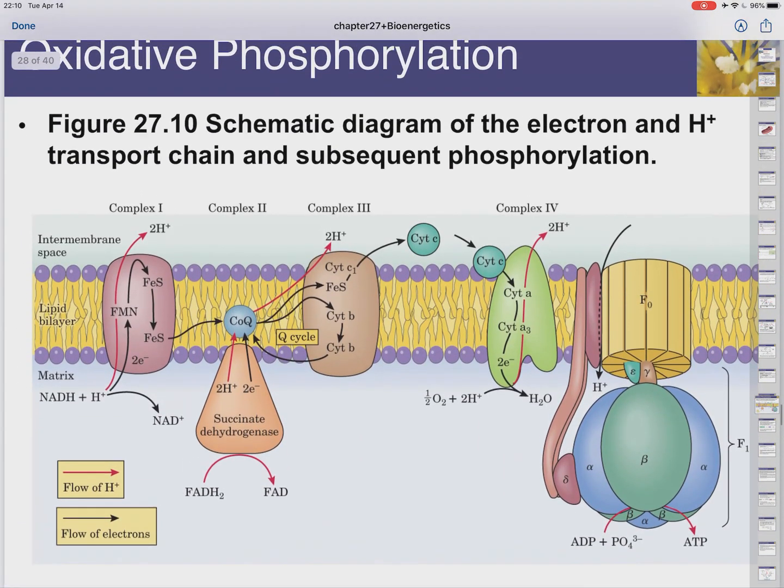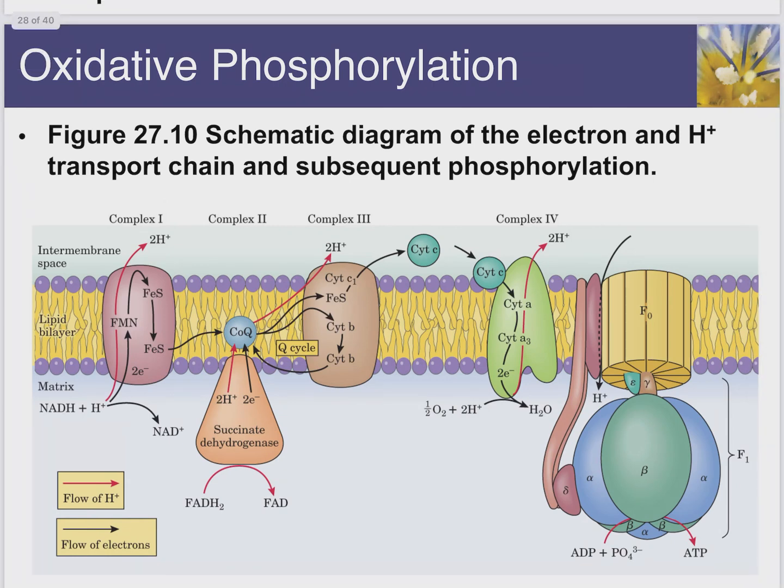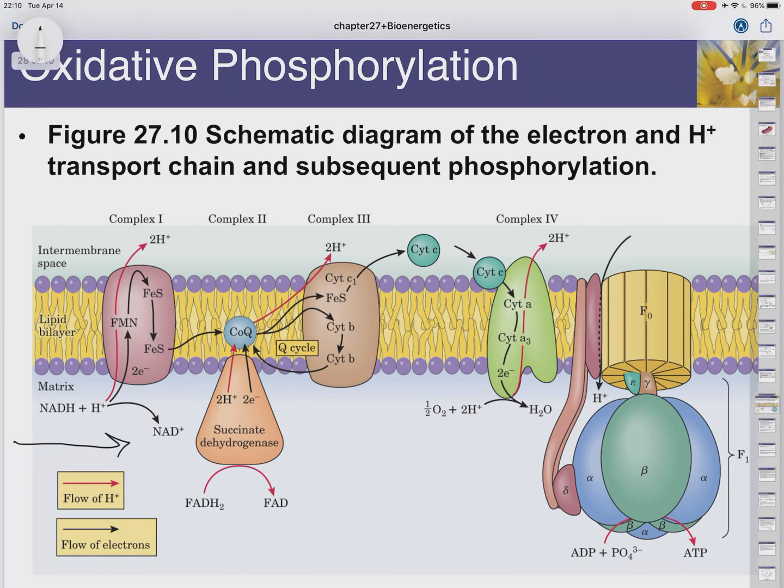So this is the general picture. If you can imagine, the electron flow is this way. There's a few complexes. They do different jobs. Complex 1, we'll go through them, but complex 1 essentially takes the electrons from the NADH and uses that energy to pump hydrogens across the membrane into the intermembrane space, building up that concentration of hydrogen ions, of course lowering the pH. There's complex 2, which is involved in taking the electrons from FADH2.